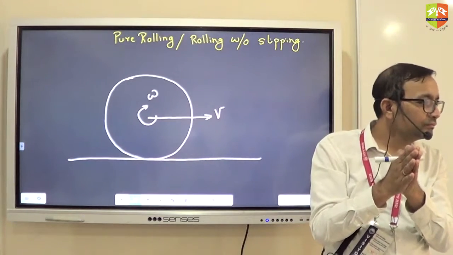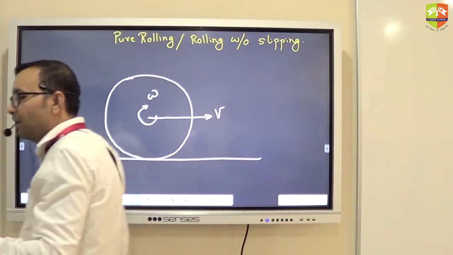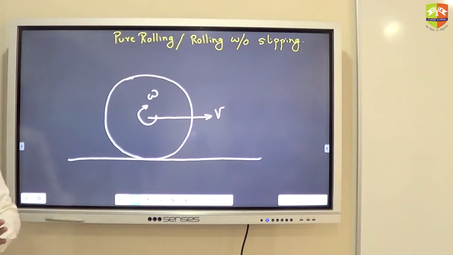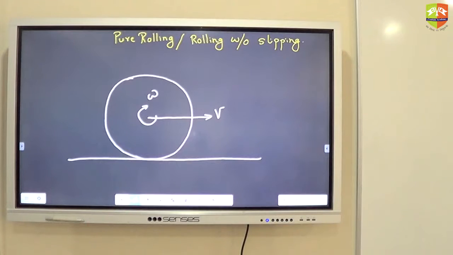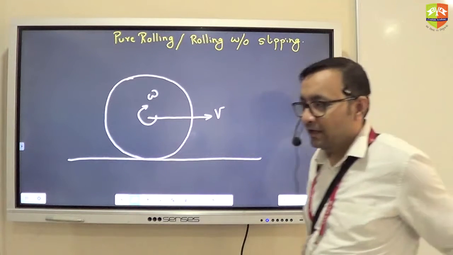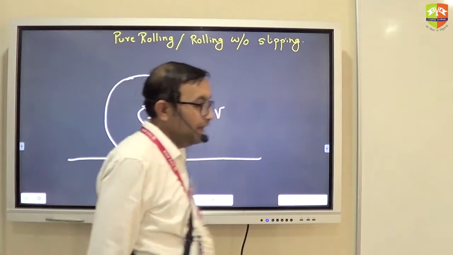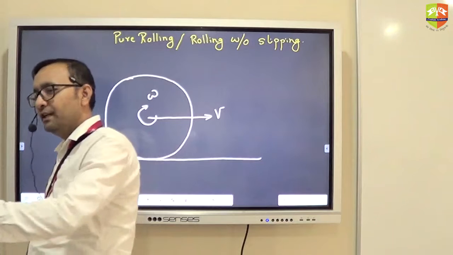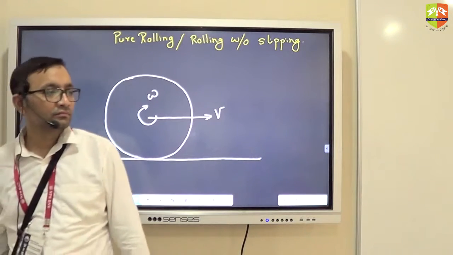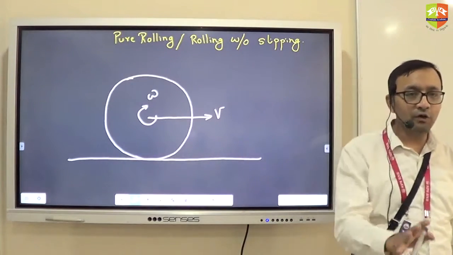What is slipping? Correct. No slipping means that the relative velocity between the two surfaces is zero. No slipping is a condition in which, at the point of contact, the relative velocity between the object and the surface is zero. Wherever it is having a contact, there the relative velocity should be zero.